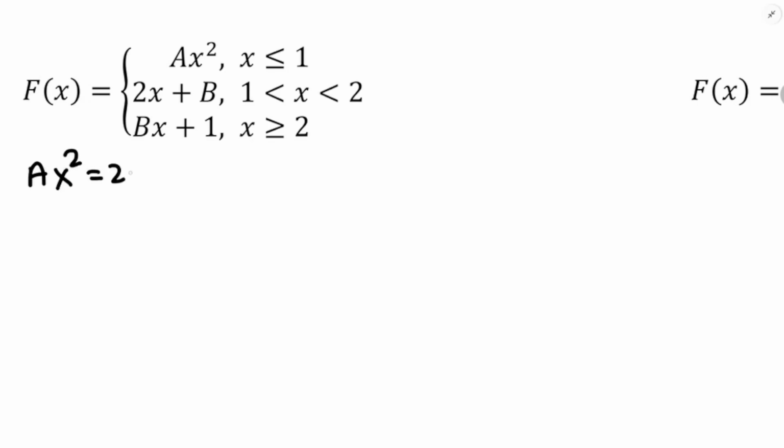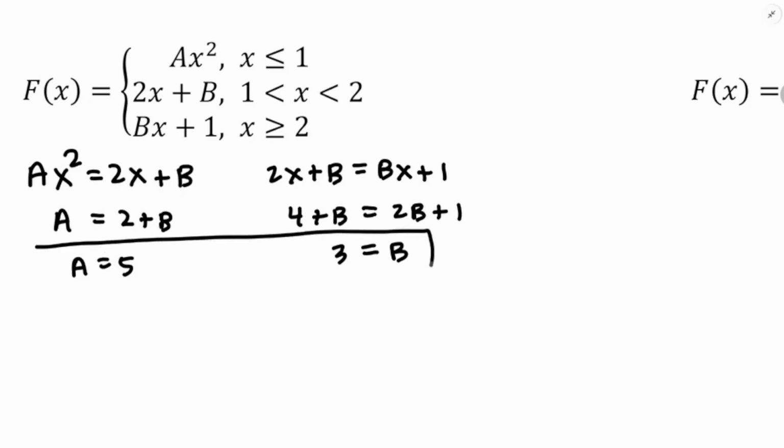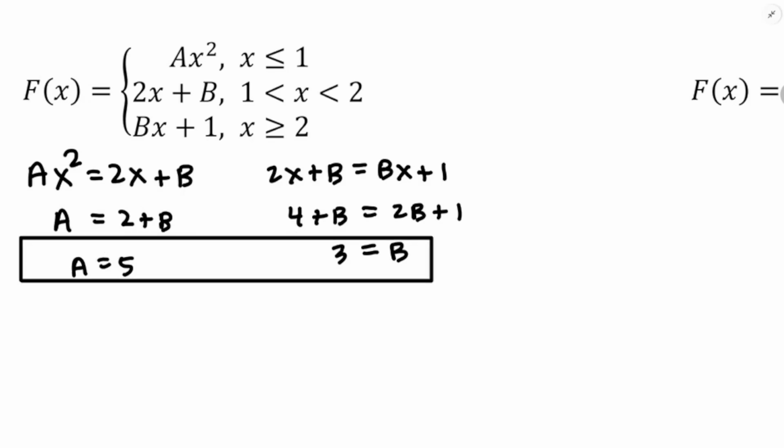Ax squared equals 2x plus b. X equals 1, so that's a equals 2 plus b. Then I need 2x plus b to equal bx plus 1. That's interesting. And I'm going to need x to equal 2, so 4 plus b equals 2b plus 1. I'm going to subtract 1 from both sides and a b, and I'll see that b equals 3. 2 plus b equals a, so I think that means a is going to need to equal 5.